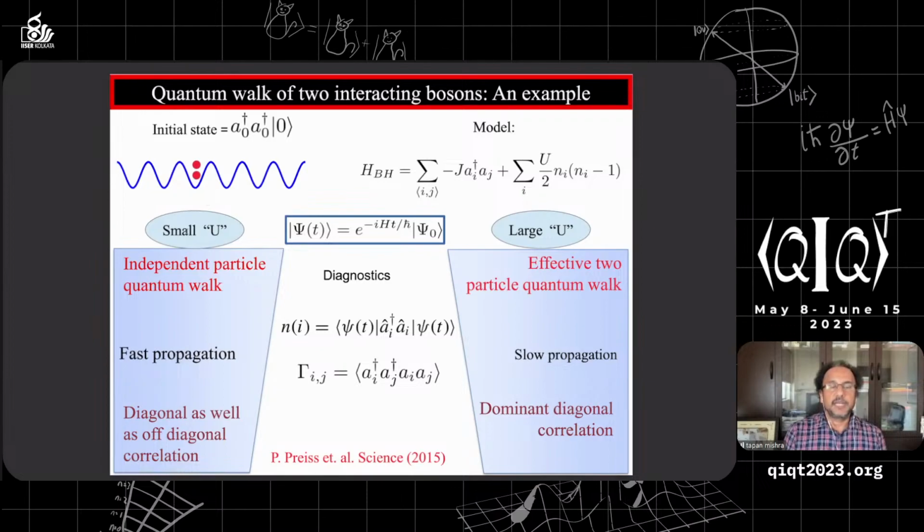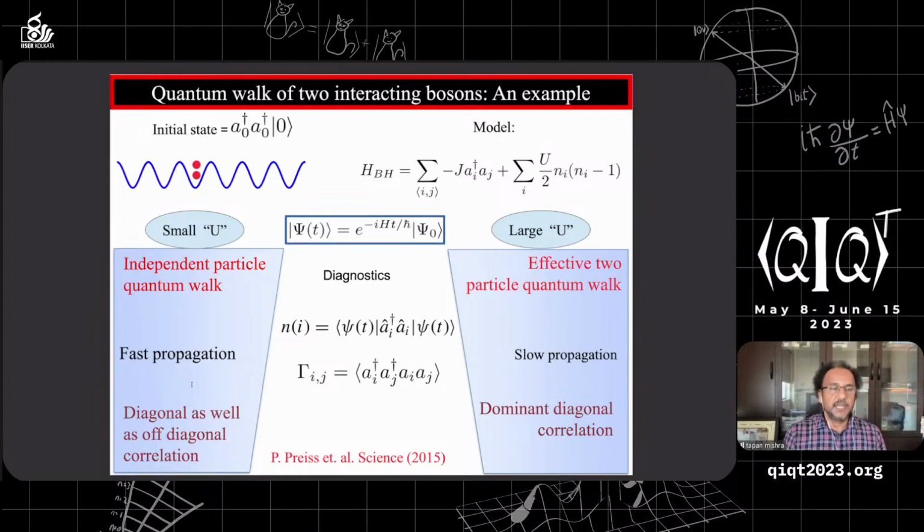And then we can have two different scenarios in terms of these interactions. If we fix J to be the unit of energy, which is equal to 1, then U can be small, U can be very large. If you perform this kind of dynamics, what do you expect? We expect an independent particle quantum walk, because in the regime of small interaction, these particles can behave like free particles. And one expects a single particle or independent particle quantum walk. And if it is an independent particle quantum walk, then the propagation has to be faster, because there is no interaction. They just move like free particles.